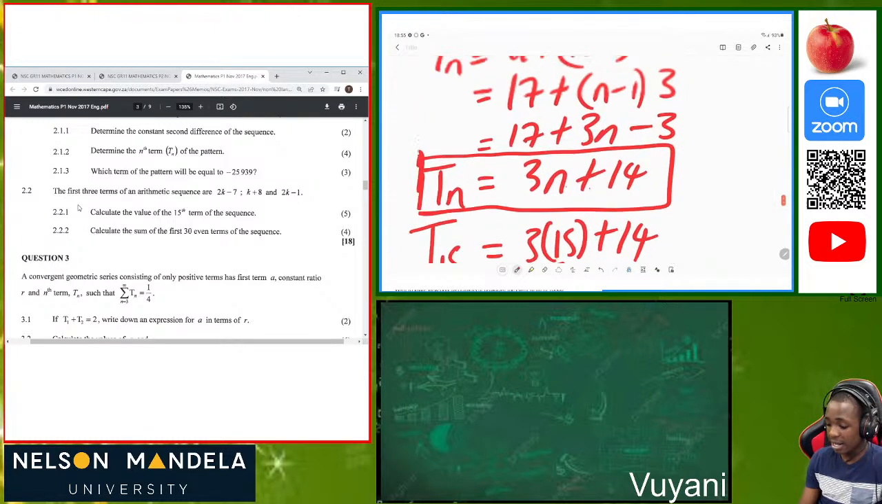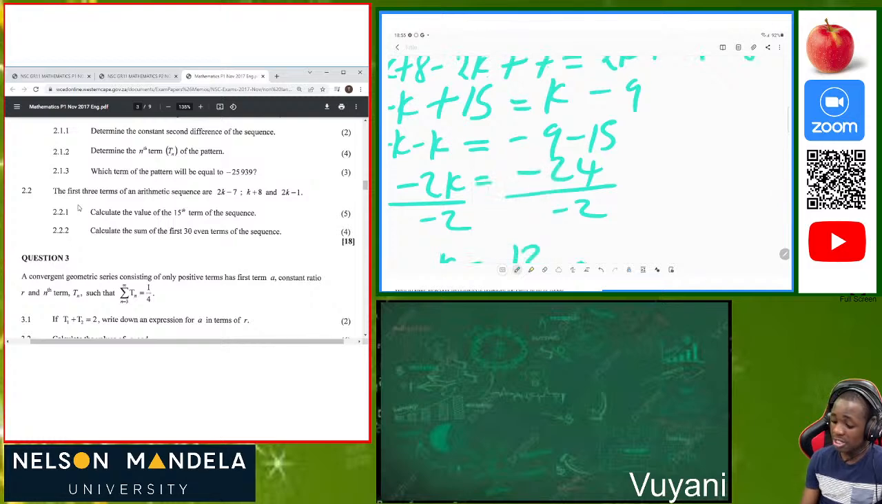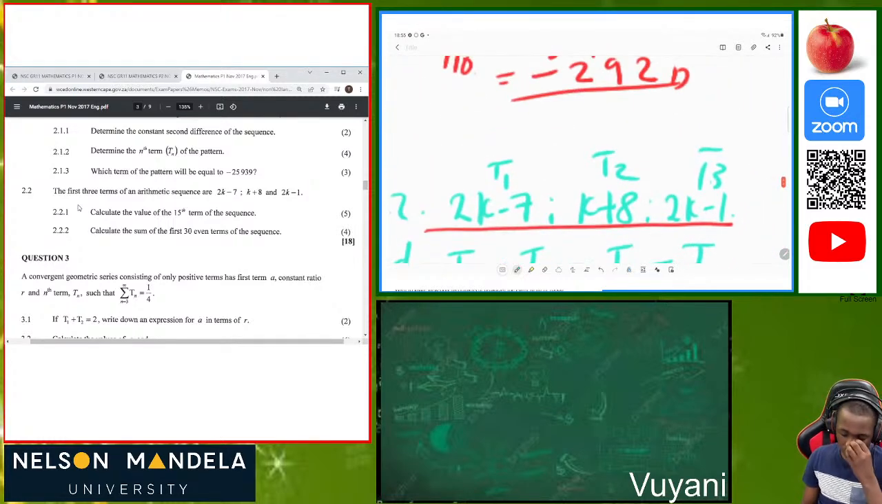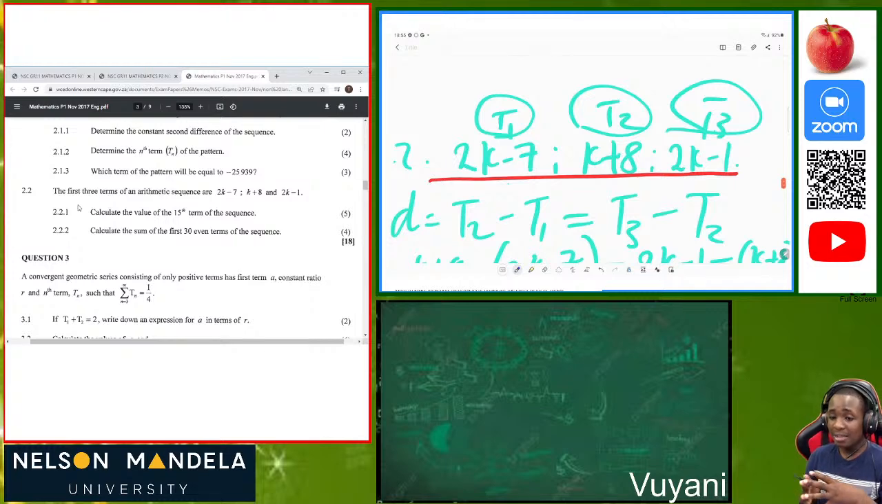So let me recap again this question. It was quite long. On this question, we are given an arithmetic sequence which is having T1, T2, and T3. What's important here is to understand that an arithmetic sequence has a constant difference. So since it has a constant difference, what does that mean? It only means that T2 minus T1 is the same as T3 minus T2. It is also the same as T4 minus T3. So that's what I did here.